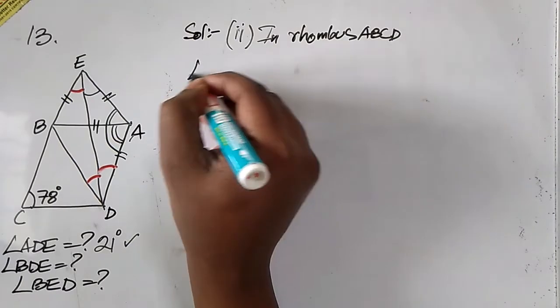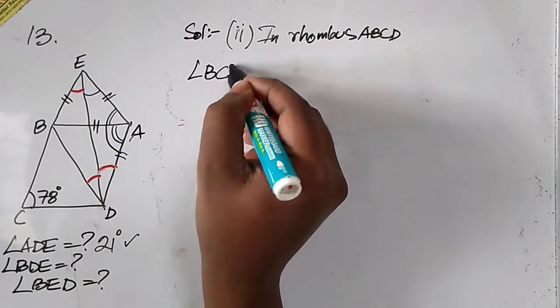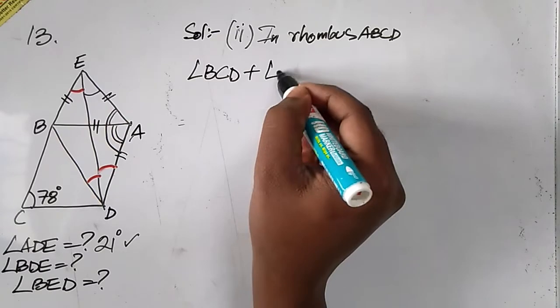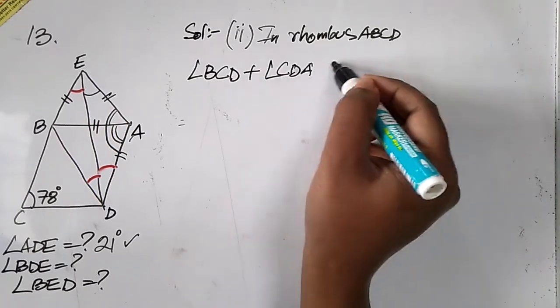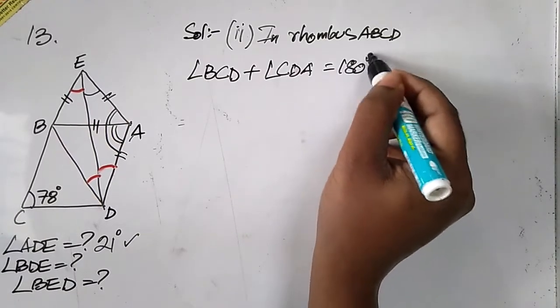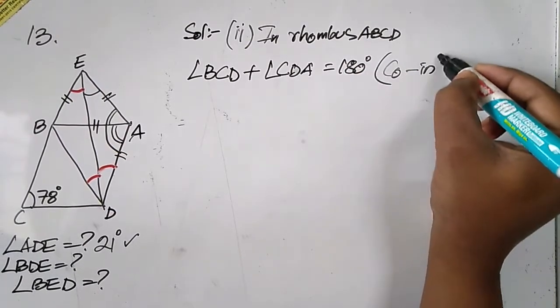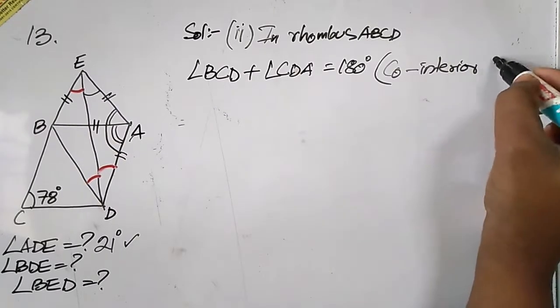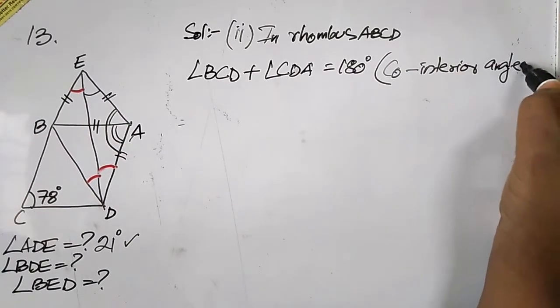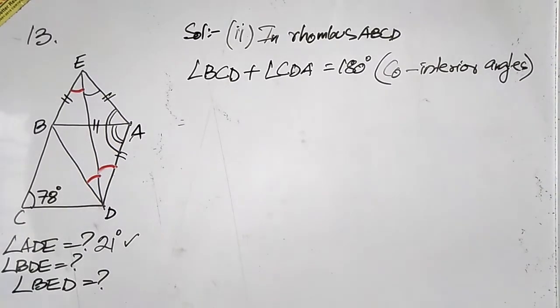Okay, so let us quickly write here, angle BCD plus angle CDA should be equal to 180 degrees. What's the reason? Co-interior angles. All right, so I hope you remember about these co-interior and opposite angles. We always have to look into that to get our answers done.